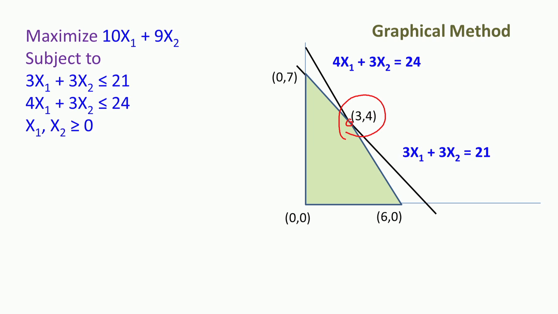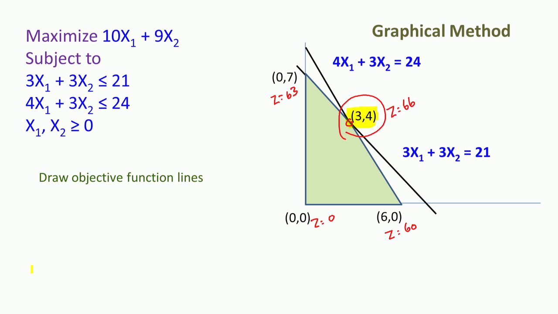When we evaluated the objective function value at the 4 corner points, 0, 0 gave us z equal to 0, 6, 0 gave us z equal to 60, 0, 7 gave us z equal to 63, and 3, 4 gave us z equal to 66. Since we are maximizing this function, this corner point 3, 4 has the best value of the objective function and hence is the optimal solution. Now, let us look at the same thing in a slightly different way.